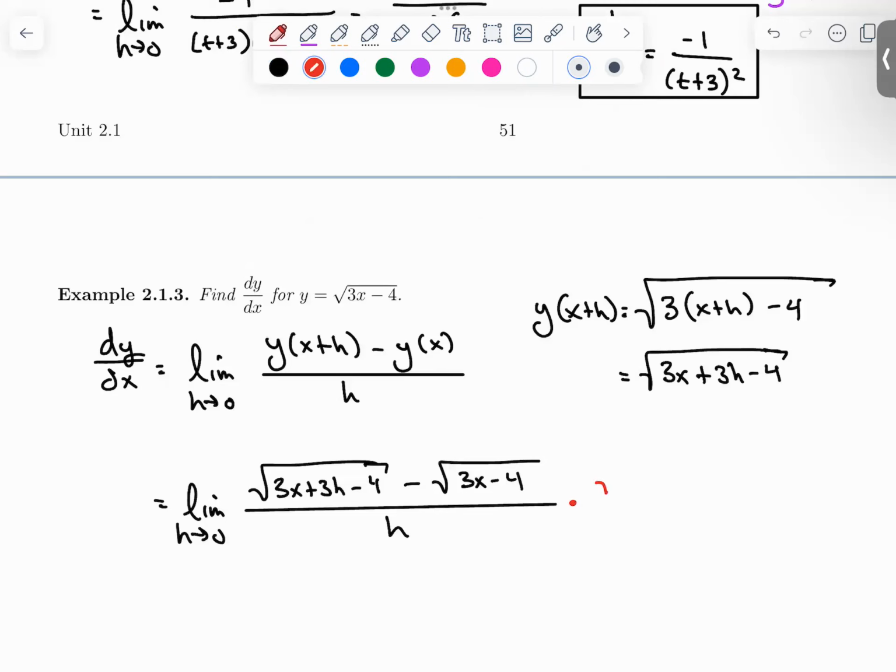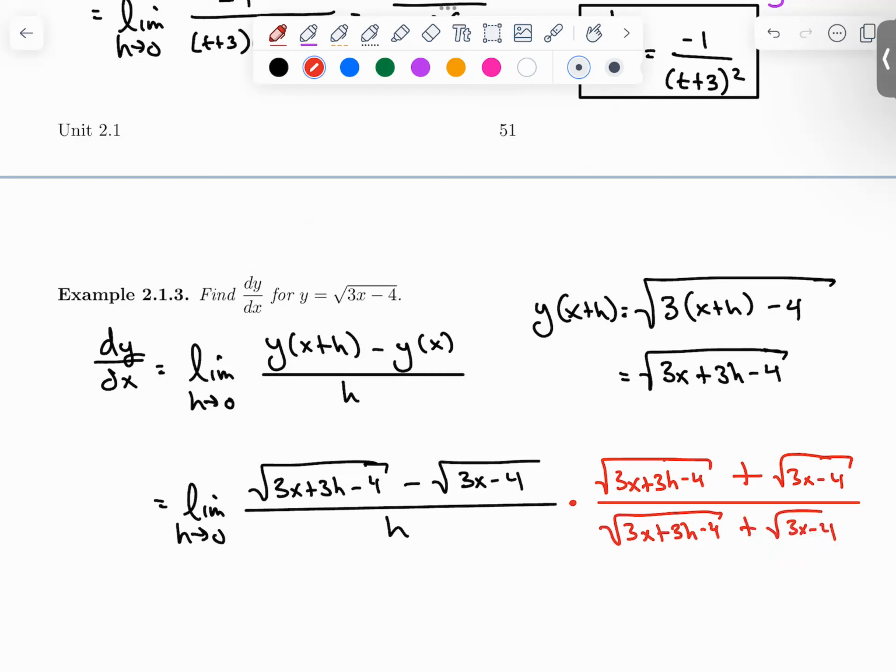You'd multiply by the numerator's conjugate. So the square root of 3x plus 3h minus 4 plus the square root of 3x minus 4. But you can't just multiply the numerator. You have to multiply the denominator by the same thing. The square root of 3x plus 3h minus 4 plus the square root of 3x minus 4. I will leave that to you to enjoy over the weekend to figure out. I will finish the details later, okay?